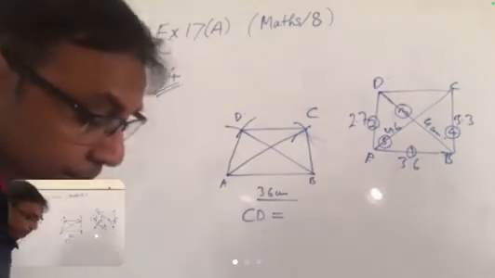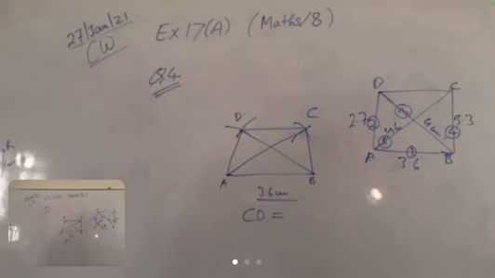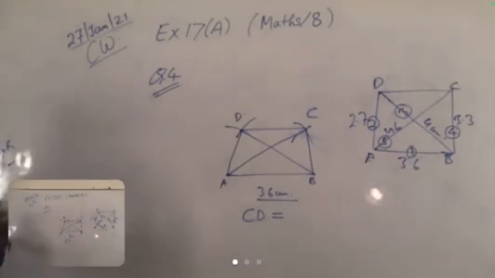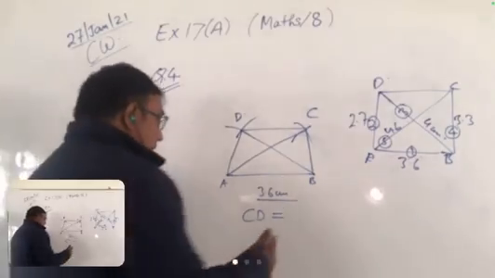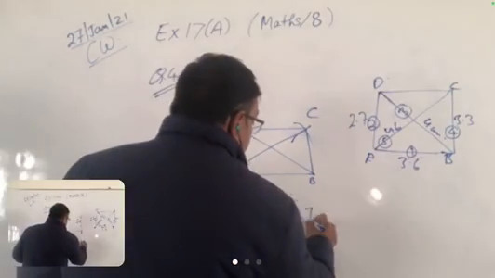Done? Sir, CD is equal to 2.7 centimeter. Okay, everyone got the answer or not? Yes, sir. 2.7 centimeter.